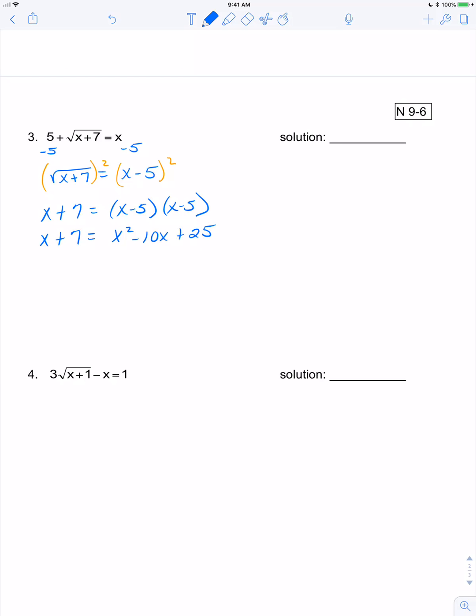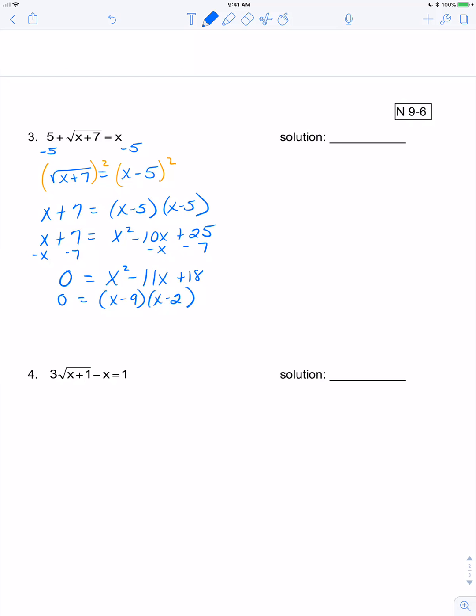Remember, when we have an x squared or quadratic equation, then those equations have to equal 0 in order to factor them. So we're going to move everything over to one side with its like terms. So it's going to give us 0 on this side, x squared minus 11x plus 18. So now we'll factor that. That should be x minus 9 times x minus 2.